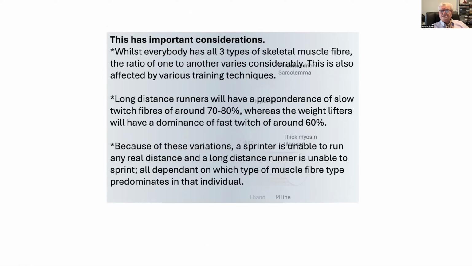Everybody has all 3 types of muscle fiber, but the ratio one to another varies considerably from person to person and is also affected by various training techniques. Long-distance runners will have a preponderance of slow-twitch fibers, at least 70 to 80%, whereas weightlifters will have a dominance of fast-twitch fibers, around 60%. One marathon runner in particular had a preponderance of slow fibers of 90%. Because of these variations, a sprinter is unable to run any real distance, and a long-distance runner is unable to sprint, all this being dependent on which type of muscle fiber predominates in that individual.